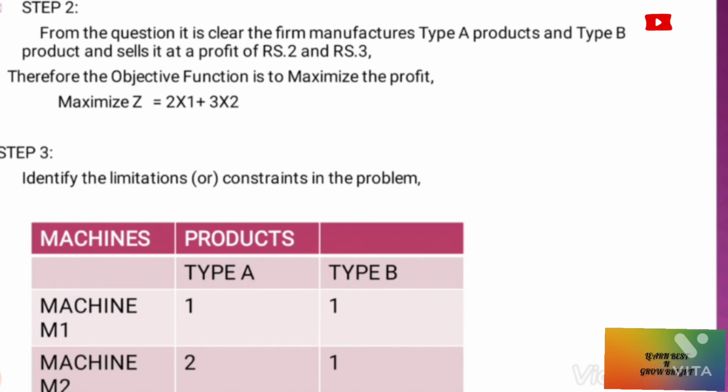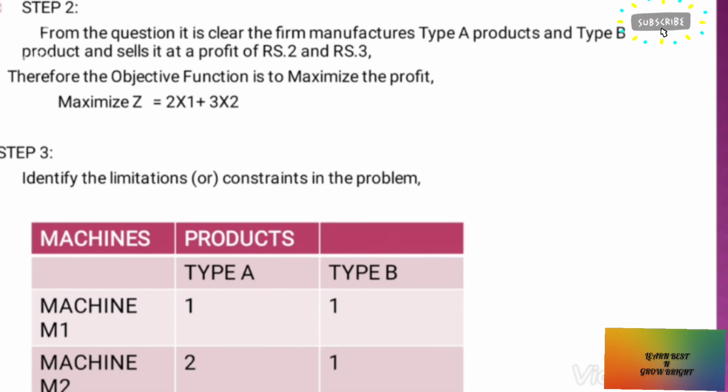The second step is to identify the objective function. From the question, it is clear the firm manufactures two types of products, type A and type B, and sells them at a profit of rupees 2 on type A and rupees 3 on type B. So in the question, we have identified the objective of the organization is to maximize the profit. So we can write the objective function as maximize z = 2x1 + 3x2.